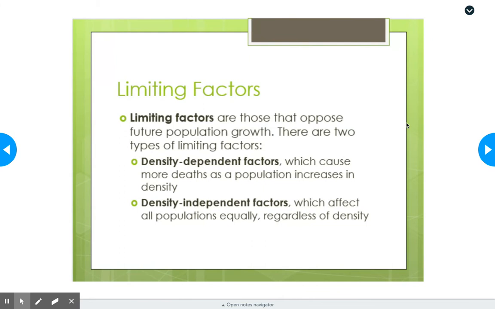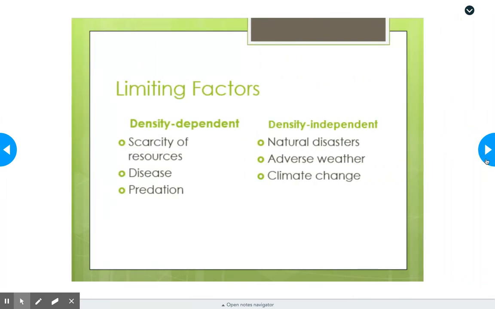So then we have limiting factors in populations as well. These are factors that oppose future population growth. There are two types: density dependent factors, which cause more deaths as population increases in density, and then density independent factors, which affect all populations equally regardless of density. So here we have some examples.